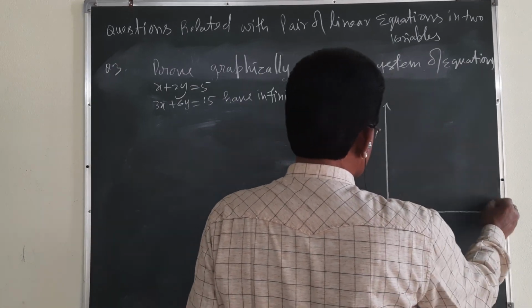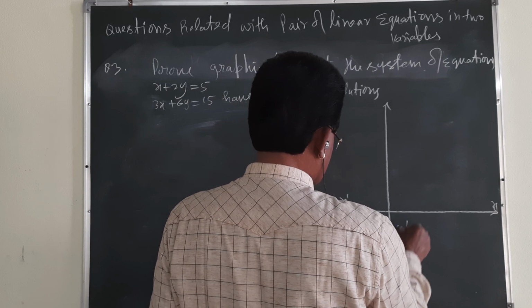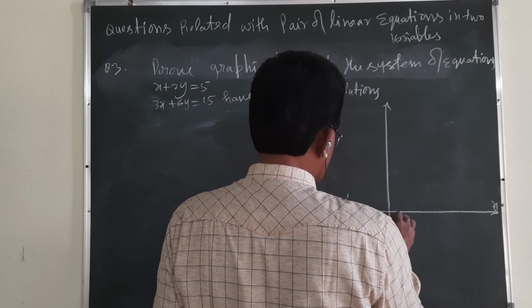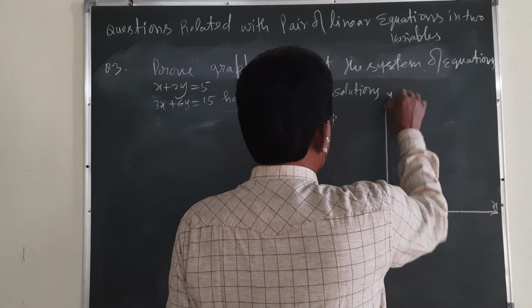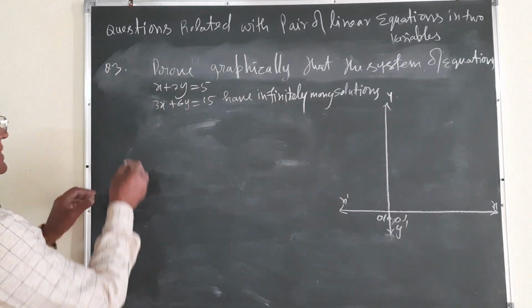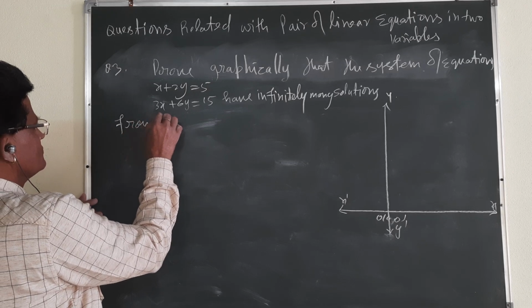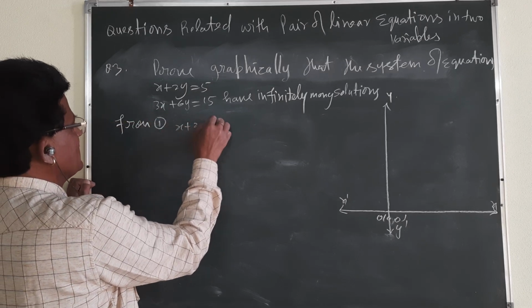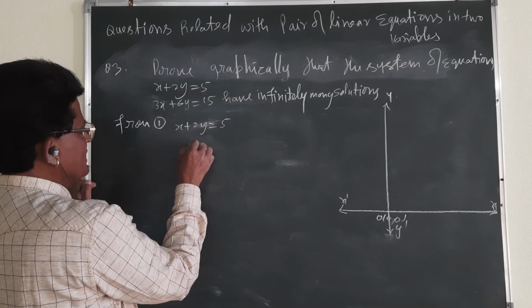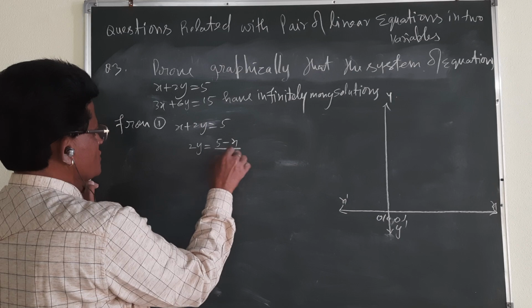This is the x-axis and y-axis. This is the origin, 0 and 0, from where we shall start to draw the graph. First of all, you will take the first equation. First is x plus 2y is equal to 5. Let me solve it in the form of y.